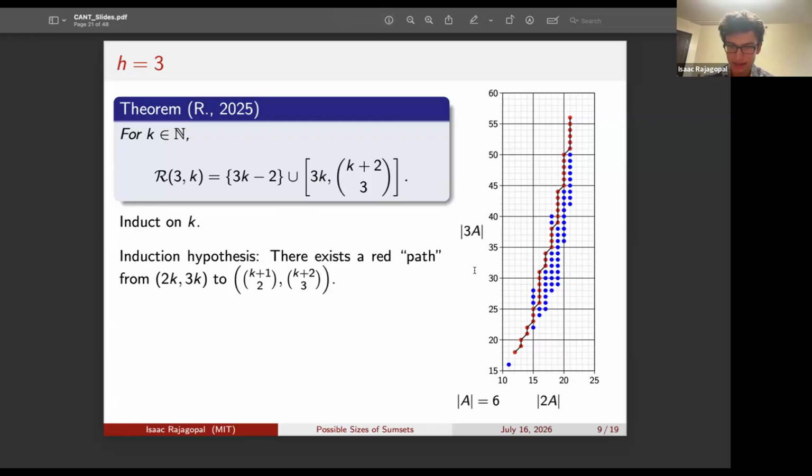So what do I mean by a path? I mean that from each vertex to the next, I either go up by 1 or up by 1 and to the right by 1. And so somehow, even though we're only interested in studying 3A, our inductive hypothesis also has to include the data of 2A. And yeah, so I think it's quite a subtle inductive hypothesis. But once I have this inductive hypothesis idea, then it's not that hard to carry out the induction.